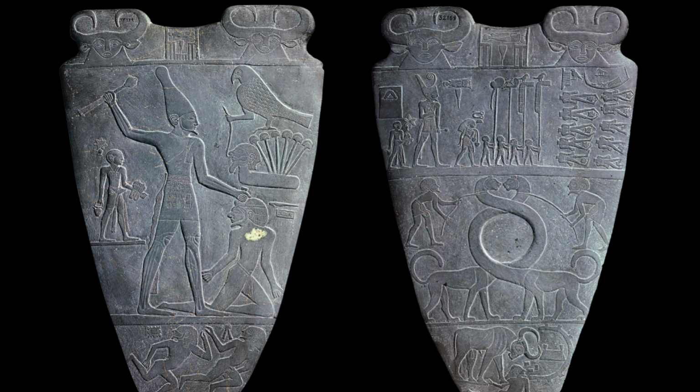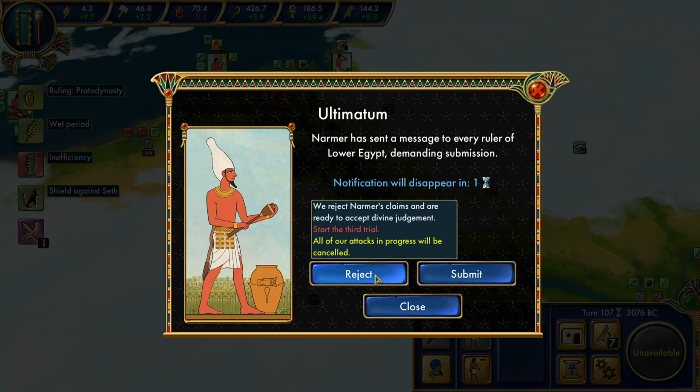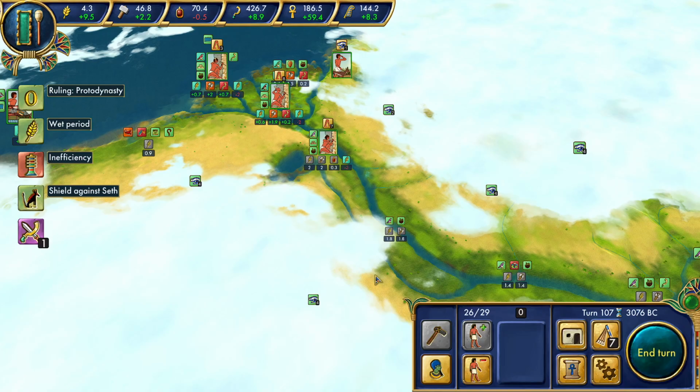A lot of the rest of the depictions here are highly debated, but at the very least we can say that the Narmer Palette on its own seems to have some clear and convincing elements that are displaying a ruler of United Egypt. And it's a pretty sizable piece, just over 2 feet tall. So now we're definitely going to reject Narmer's ultimatum, start the third trial.